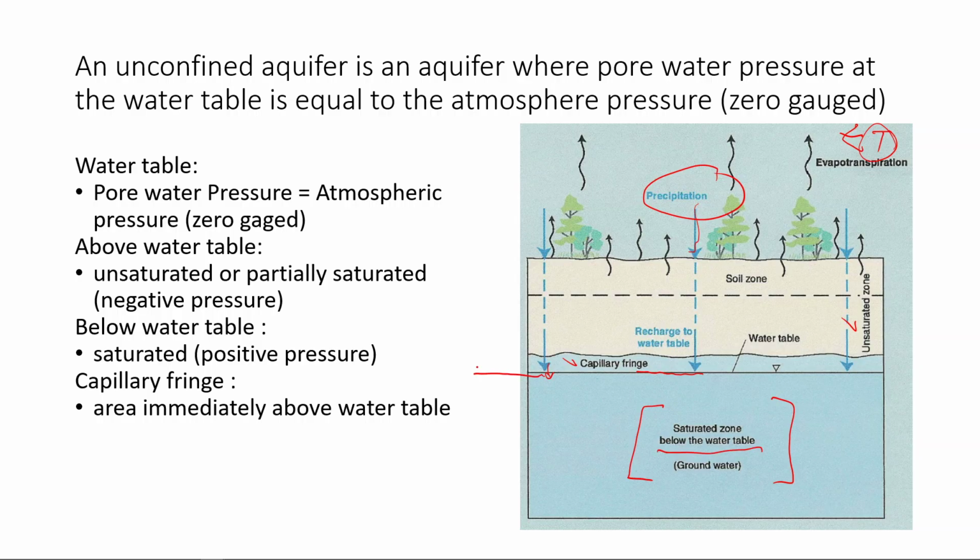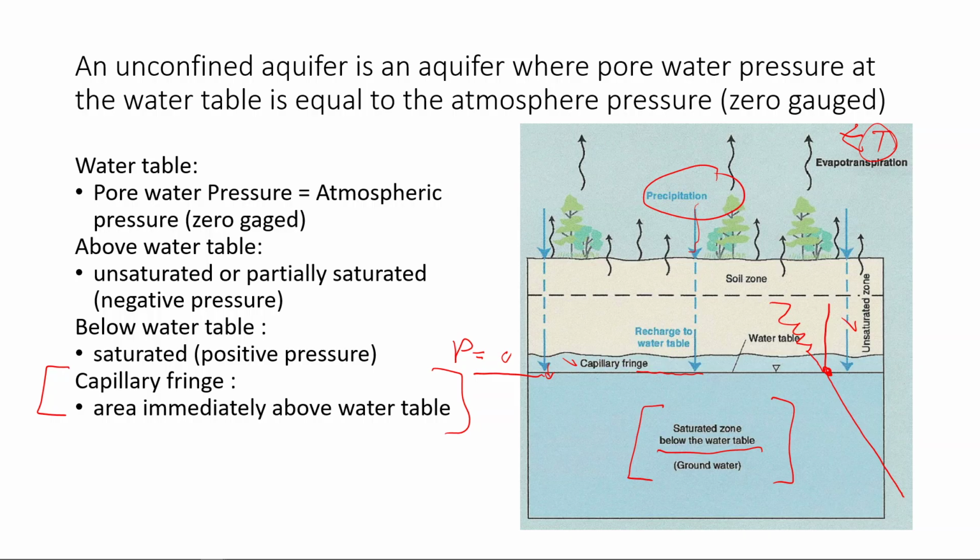So what is the definition of the water table? The pressure here is equal to atmospheric pressure, or zero gauge pressure. Above the water table, you have the unsaturated or partially saturated zone, where you'll have negative pressure. So the pressure here would be negative, the pressure here would be positive, and the pressure here would be zero.